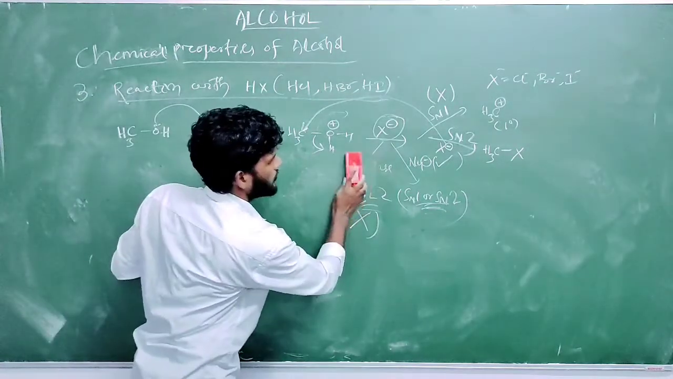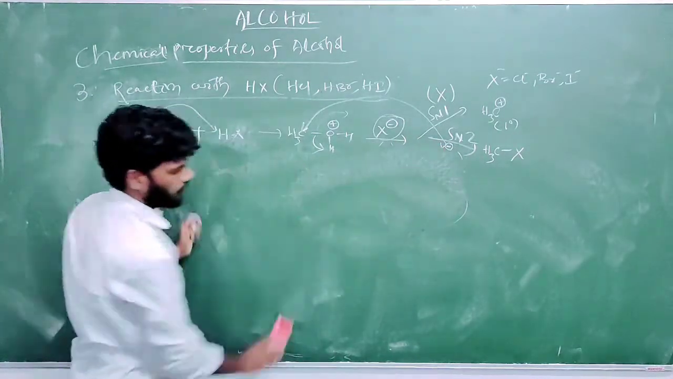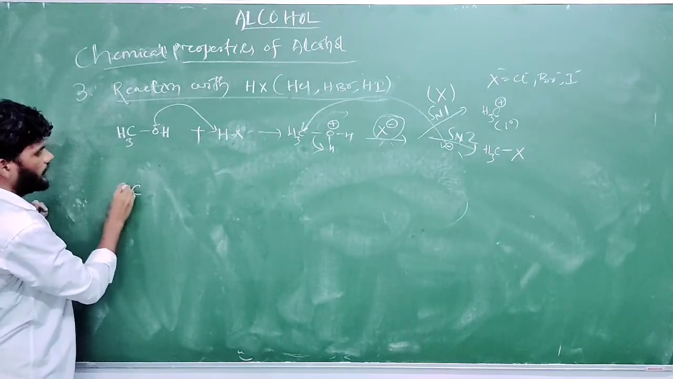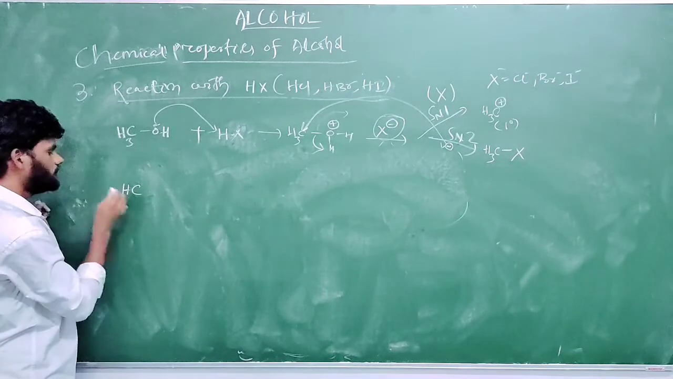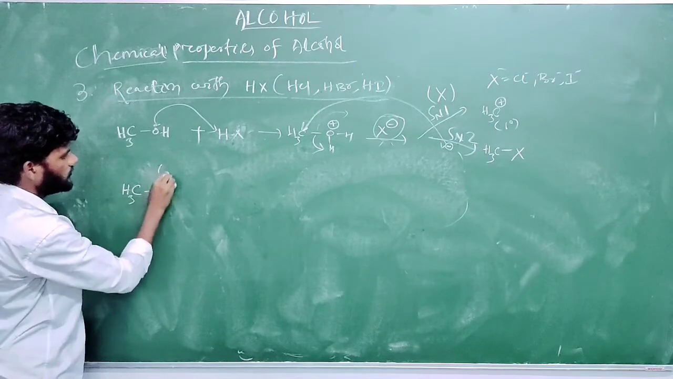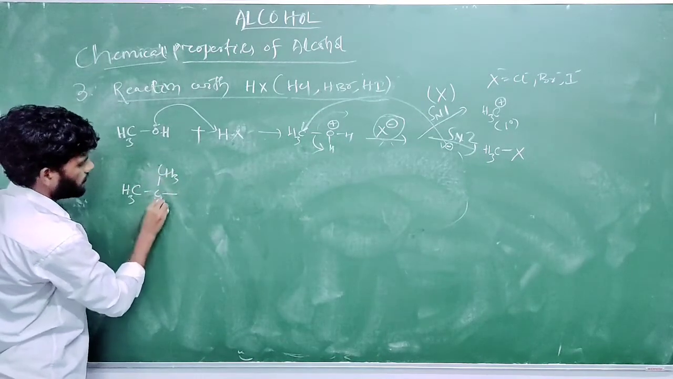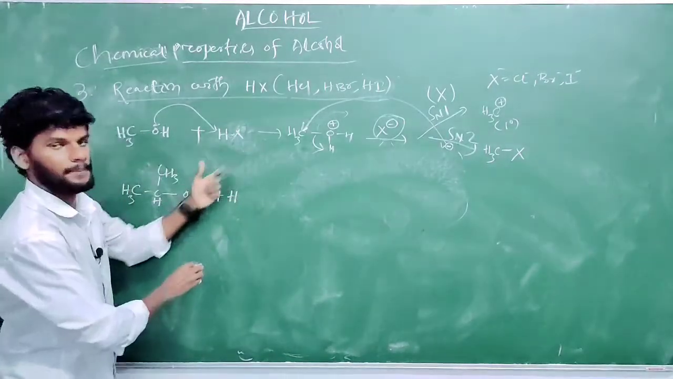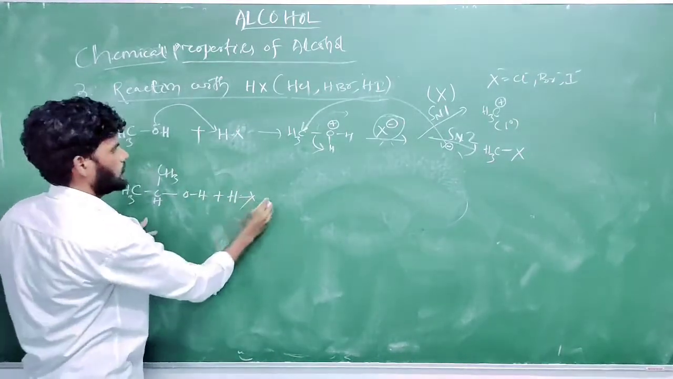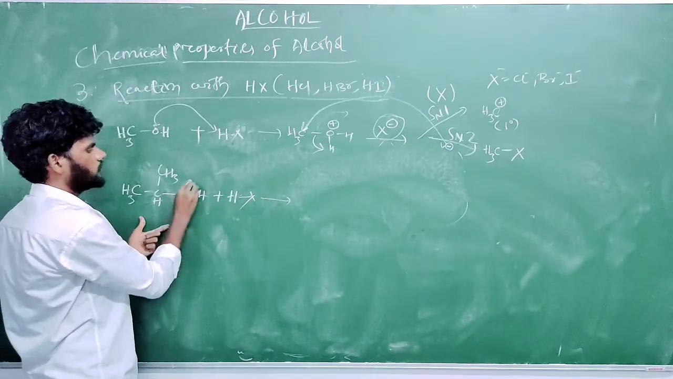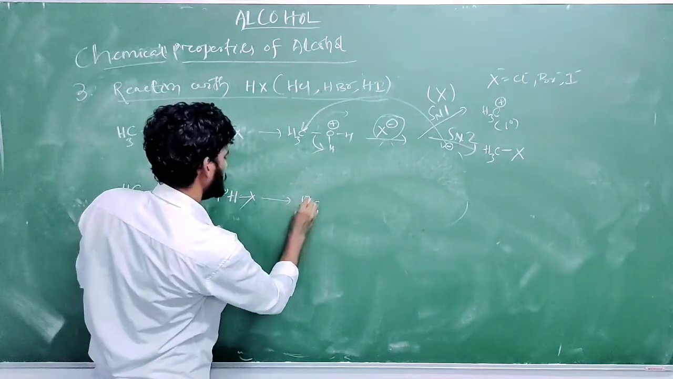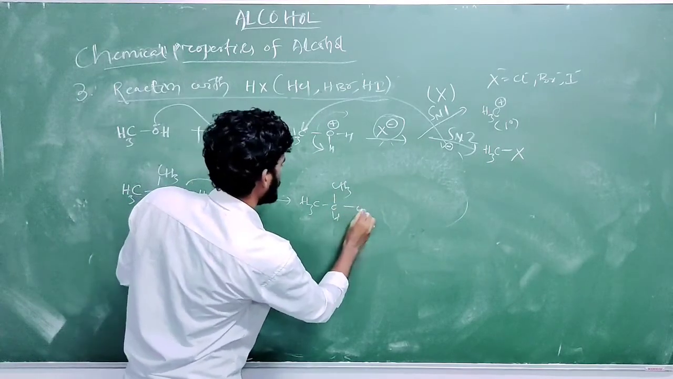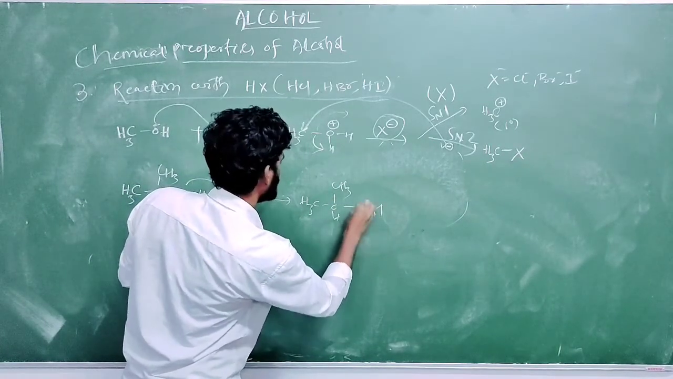So coming to secondary alcohol, all these 3 alcohols we have to read now. Secondary alcohol, let us take CH3 CH OH CH3, with a similar pathway, HX. What will happen in the first step? Oxygen attacks H plus, giving CH3 CH OH2 positive CH3.